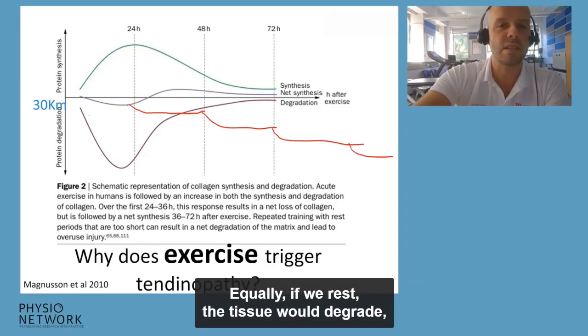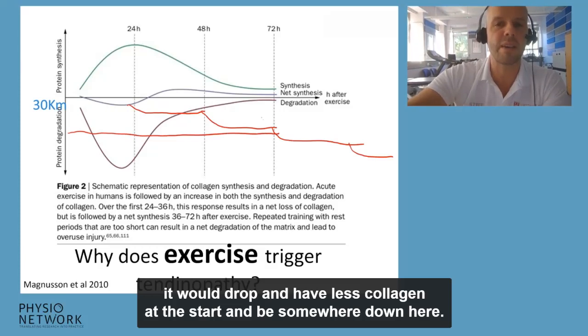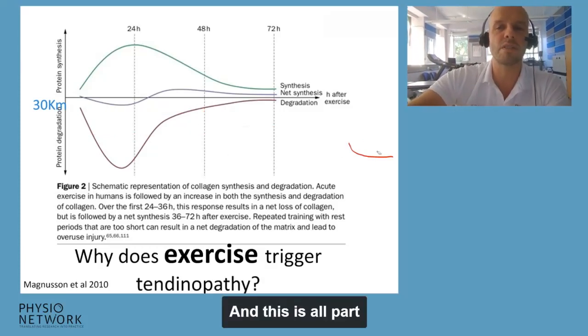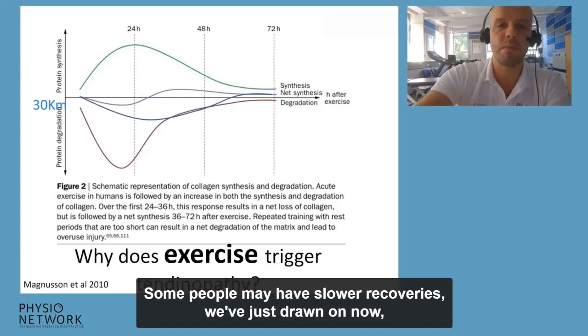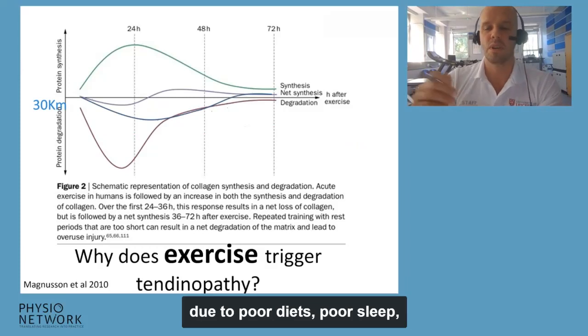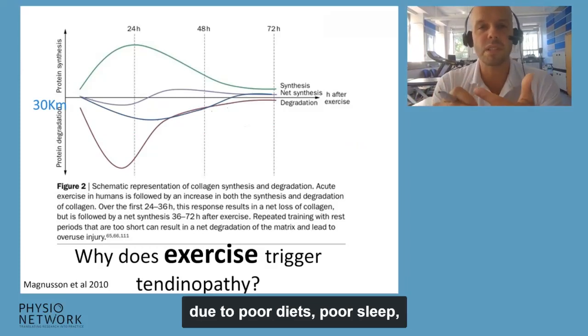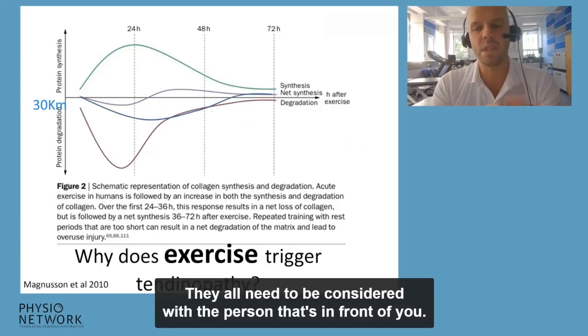Equally, if we rest, the tissue would degrade. It would drop and have less collagen at the start and be somewhere down here. And this is all part of what we have to consider with tendinopathy. Some people may have slower recovery, as we've just drawn on now, due to poor diets, poor sleep, other risk factors that link to the reparative process. They all need to be considered with the person that's in front of you.